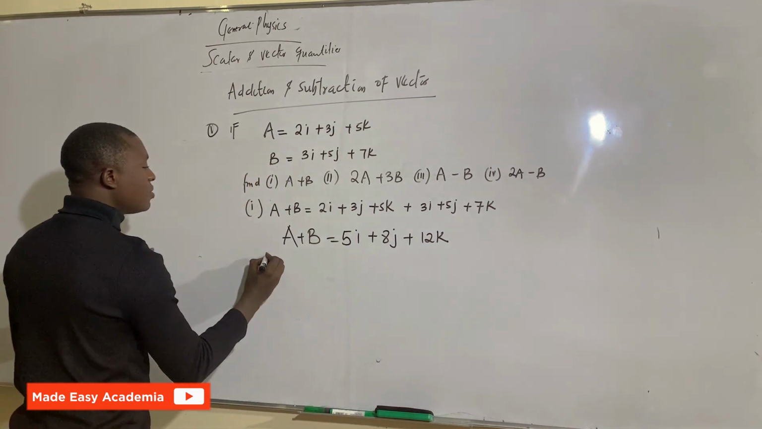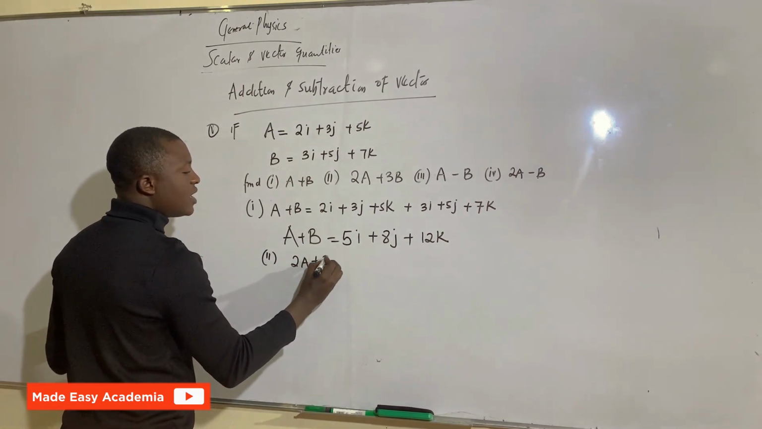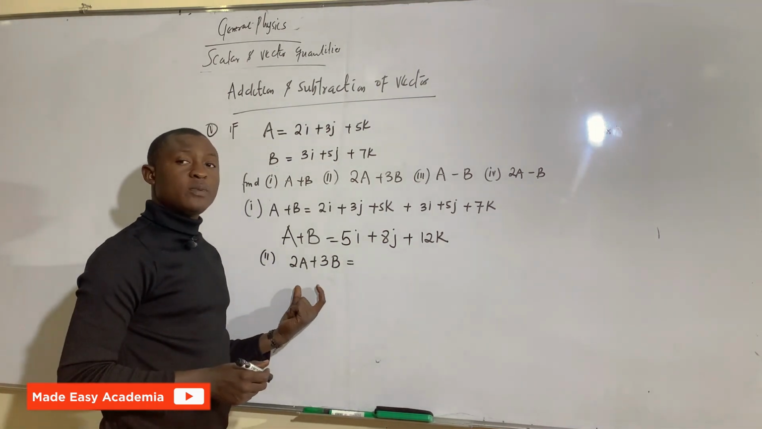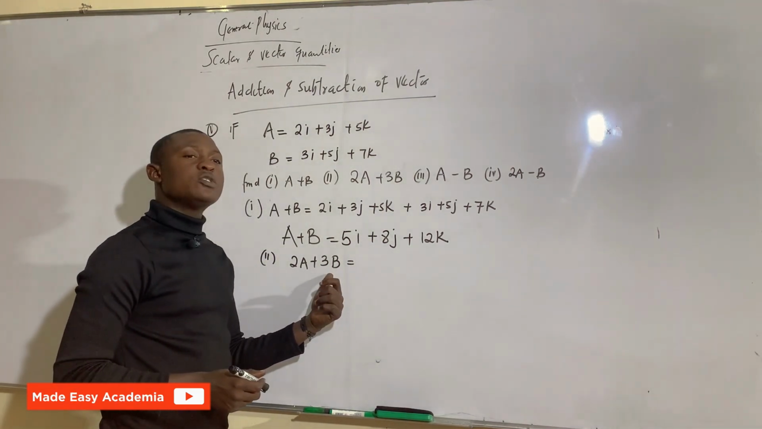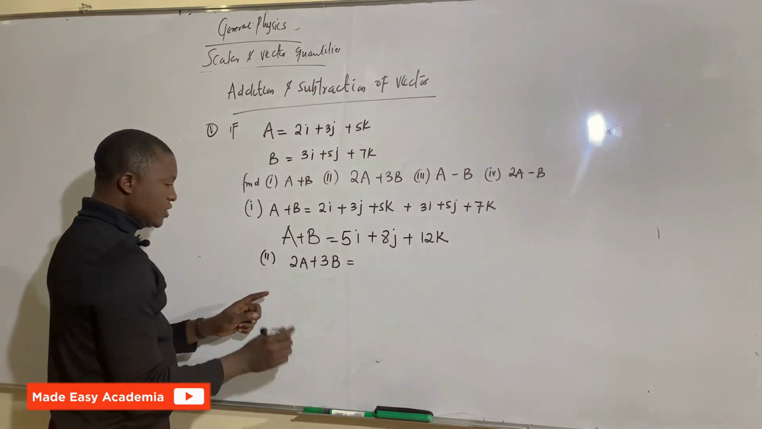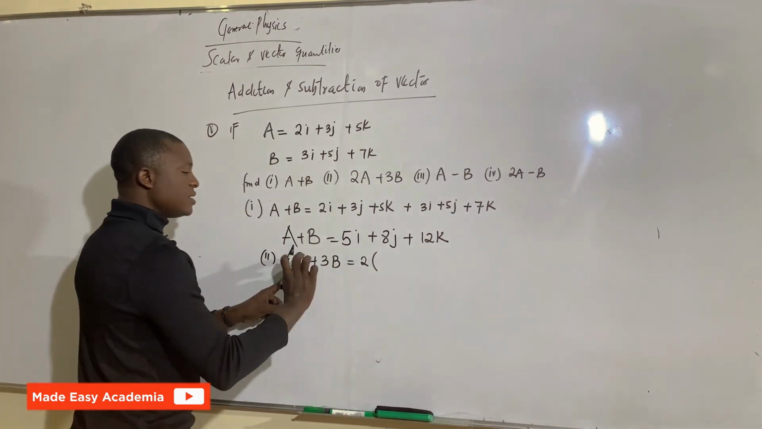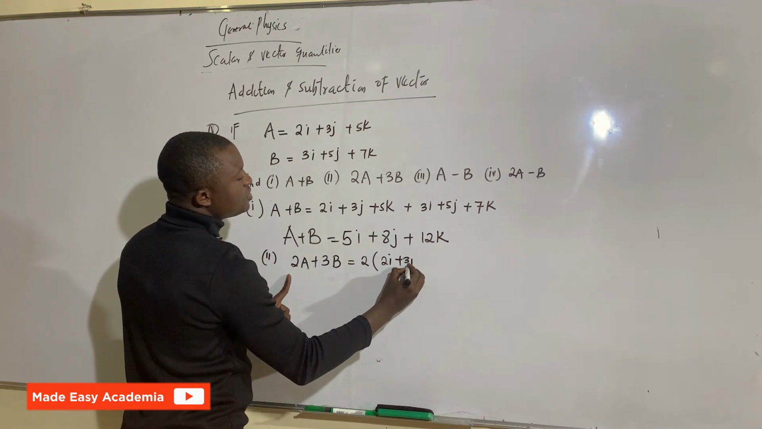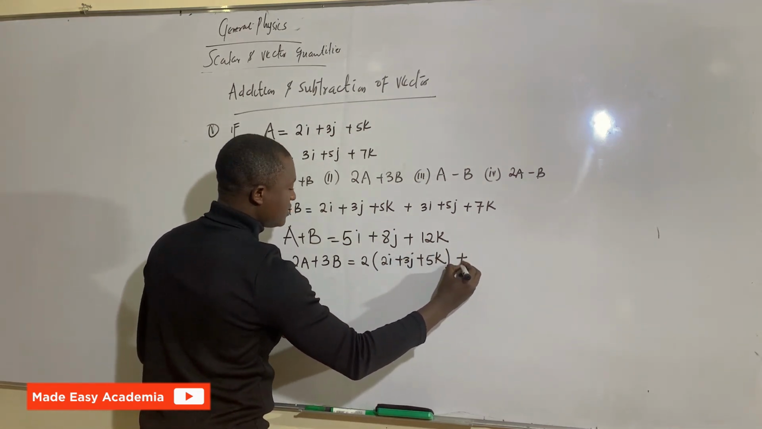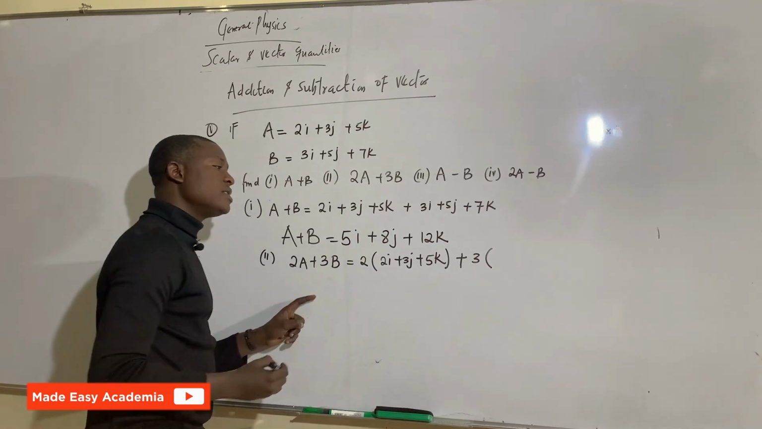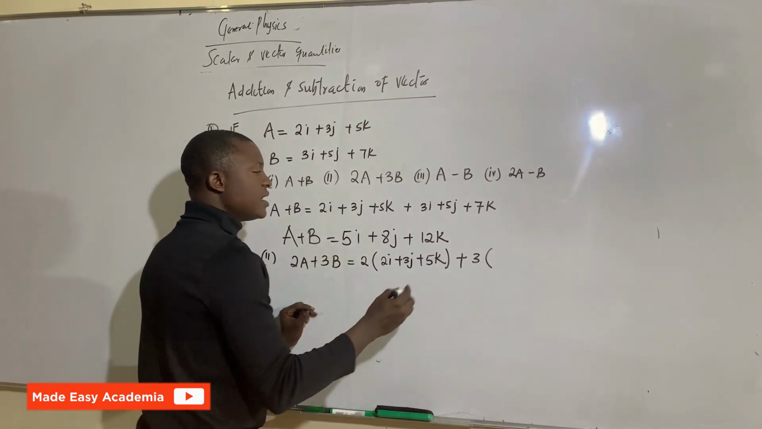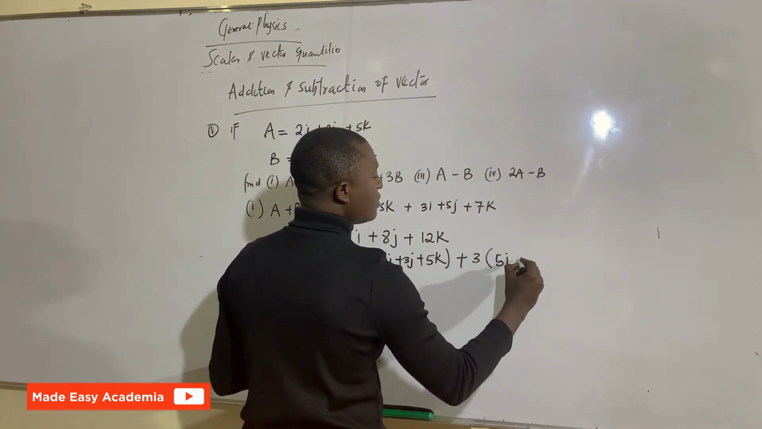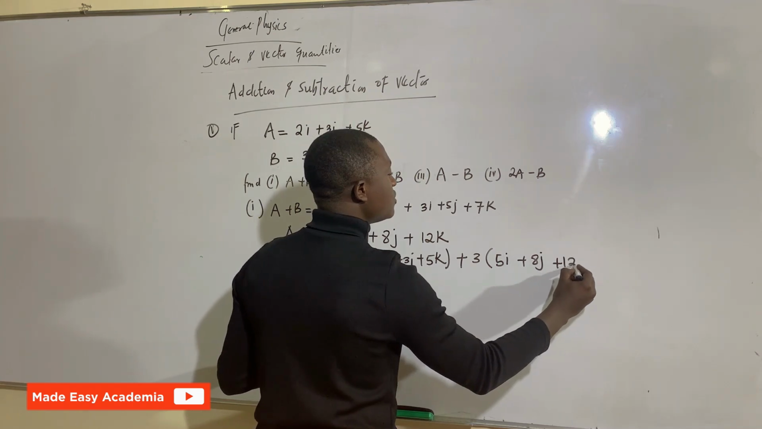So now let's look at the second one. The second problem says 2A plus 3B. Before we add them together, we should firstly use 2 to multiply what we have in A, and at the same time use 3 to multiply what we have in B, then we combine them. So I can have 2 bracket, vector A is this, 2i plus 3j plus 5k, then plus 3 open bracket, vector B is this, 5i plus 8j plus 12k.